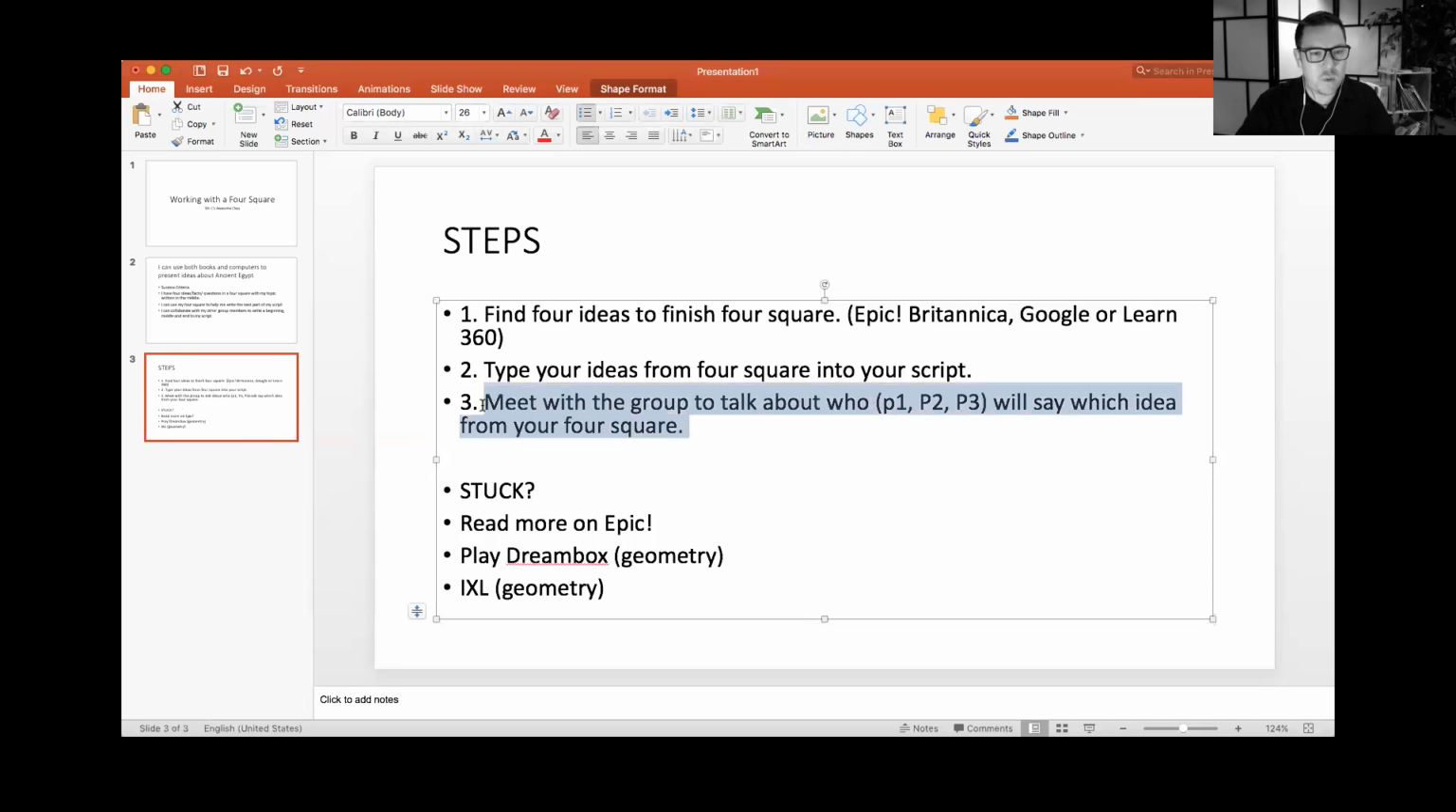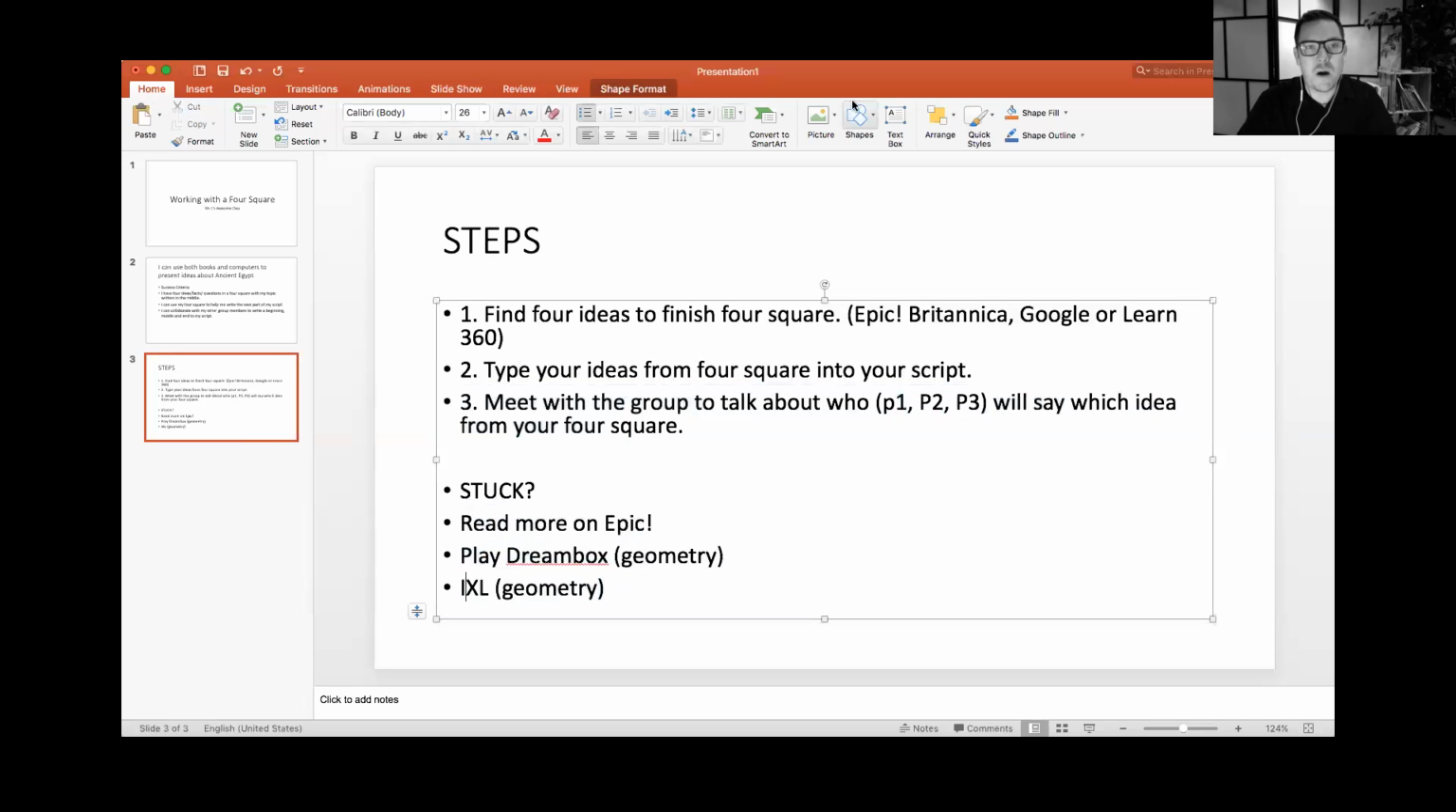It's okay if you don't get to part 3 today. That's just letting you know where we are going. If you are stuck, just read another book on Epic or play Dreambox. There's a geometry challenge on there for you. Or you can go to IXL because we only have a few more weeks of IXL and you can practice the geometry grade 4 or grade 5 there. And you can ask Mrs. Turpin for your card. They have the password on the card for both Dreambox and IXL.